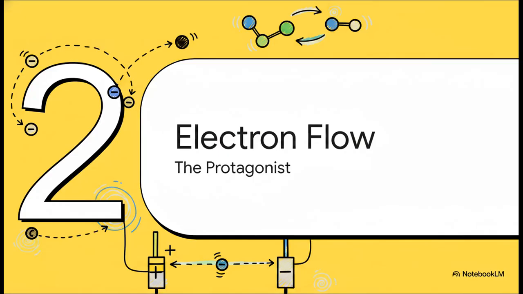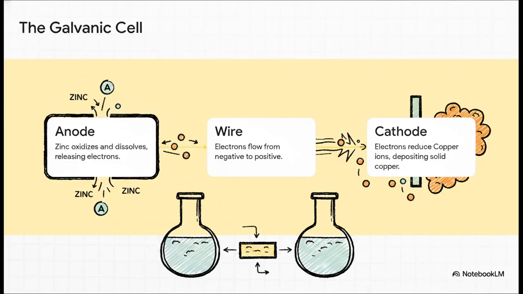Moving right along to Section 2, the story of electron flow. Now that we know what's at stake, let's zoom into the micro level and meet the real star of the show, the electron. To truly grasp galvanic cells, like the classic Daniell cell, you just need to follow the electron's journey. Treat it like a story, and it'll be a breeze to recall during your exam. Step 1. Over at the negatively charged anode, zinc oxidizes and dissolves right into the solution, kicking out electrons. Step 2. Those freed electrons travel through the external wire. And remember, they always flow from negative to positive. Step 3. They hit the positive cathode, where they reduce copper ions, depositing solid copper. Oxidation at the anode, reduction at the cathode.